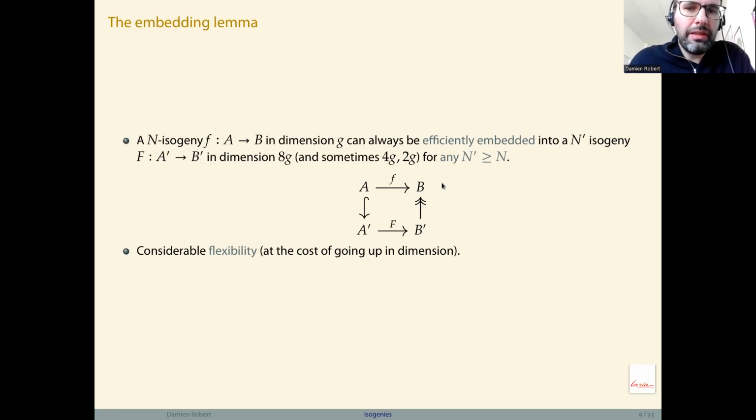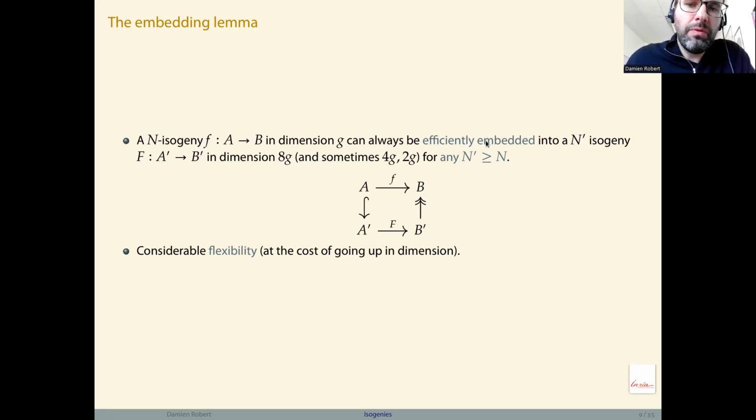So how does it work? Well, what we discovered this summer is that there is a very powerful embedding lemma, which says that generally an n isogeny, so I'll define later what it means, but if you think about elliptic curves, an n isogeny is simply an isogeny with kernel of size n. So an n isogeny can always be embedded into an n prime isogeny at the cost of going in higher dimension. And this works for any n prime larger than n.